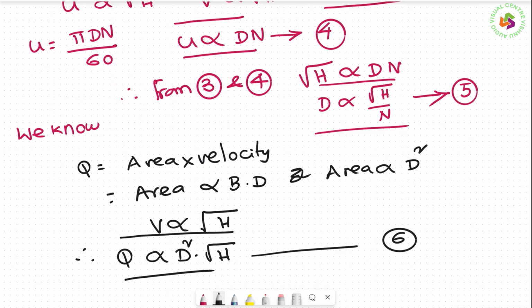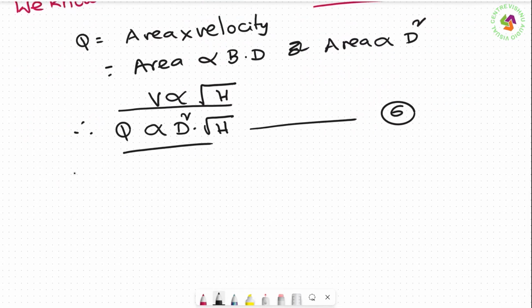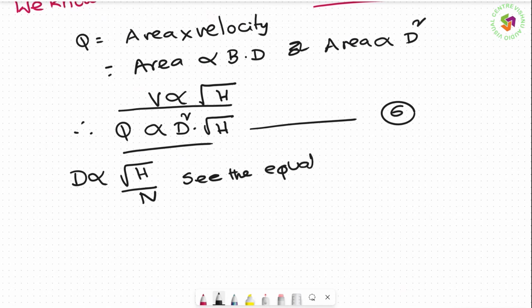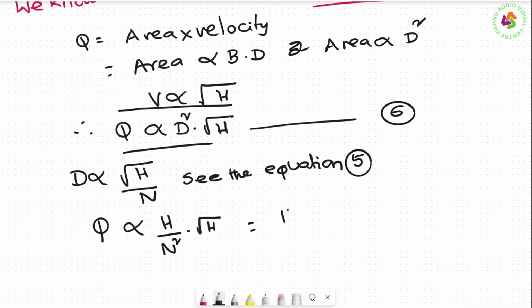I'm just putting whatever little we know. Already above we mentioned D is proportional to root H by N. Just see equation 5. So if I substitute that in the sixth equation, Q is proportional to H by N square into root H. So that is equal to H to the power of 3 by 2 by N square. So this is what we will get. This I call the seventh. So the fifth I brought and put in the sixth.